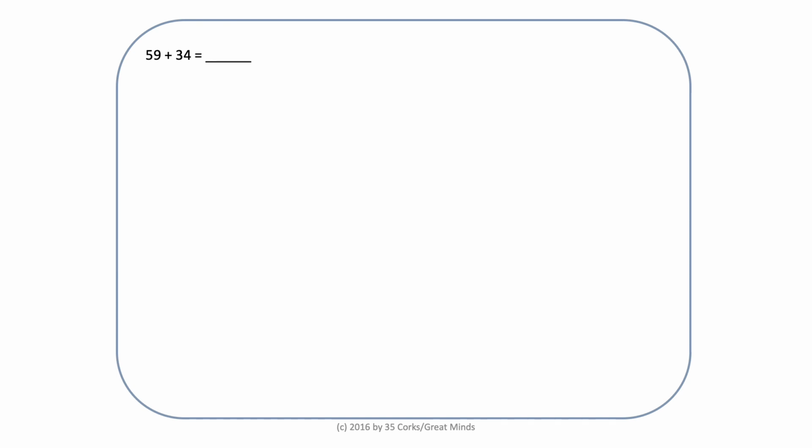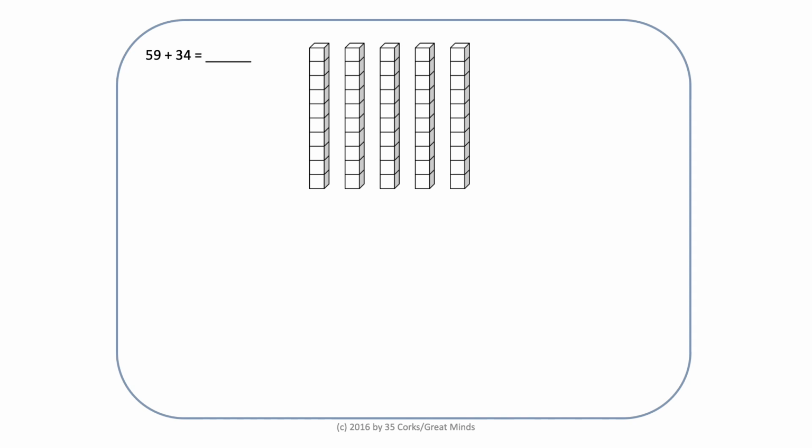On the board, I have 59 plus 34 equals blank. I want to show you this problem with 10 sticks. What is the total number of tens in the first add-in? So that means the number 59. That's the first add-in. How many tens are there? Good. 5 tens. We have 5 tens, and how many more ones looking at that number 59? 9 ones.